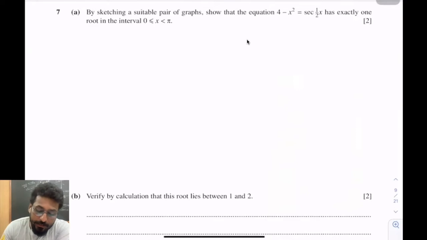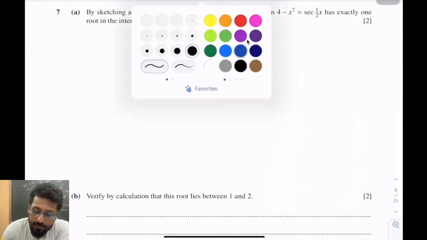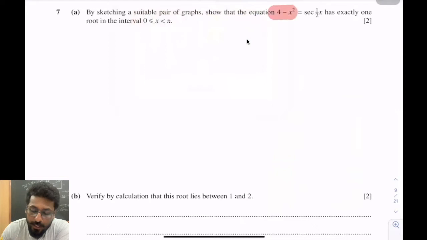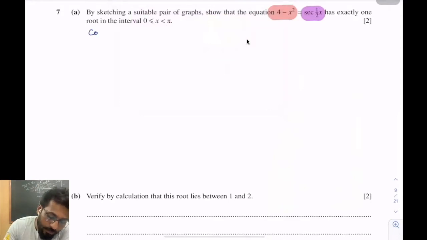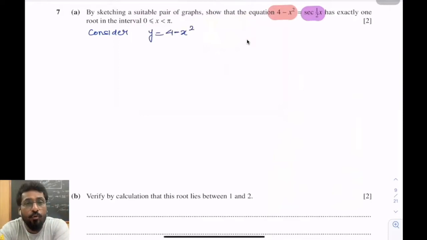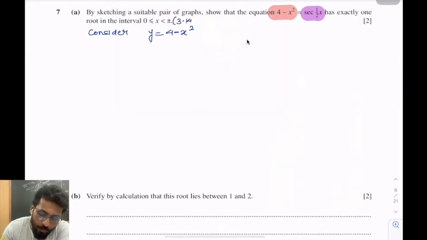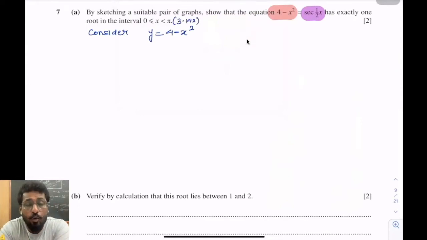So how do I begin? There are two different equations that I have. One is 4 minus x square, and the other one is sec of half x. So let's consider y as 4 minus x square. Right, students? y equal to 4 minus x square. Now, what is x lying between 0 to pi? Do you know that pi is 3.142? You know that x cannot take the value pi. It has to be less than pi. So less than pi, it can be anything, 3.141 also.